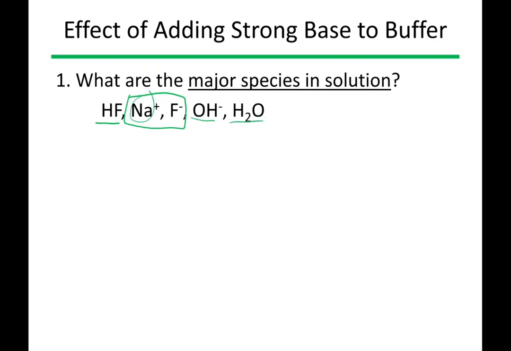After you identify the major species in these buffer problems, you want to identify what they all are. So here we have a weak acid. This is not going to act as anything. F minus is a weak base. OH minus is a strong base. And water can be both.